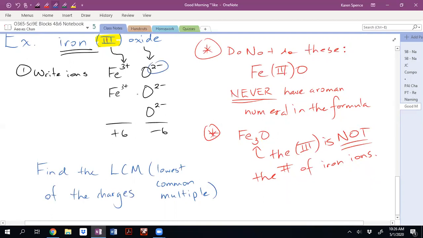In this case, we have a 2 minus and a 3 minus. So in this case, the LCM is 6. The lowest common multiple is 6. So I need 2 of the irons to give me 6, and I need 3 of the oxides to give me 6. Okay, so we've written our ions. We have balanced the charge.